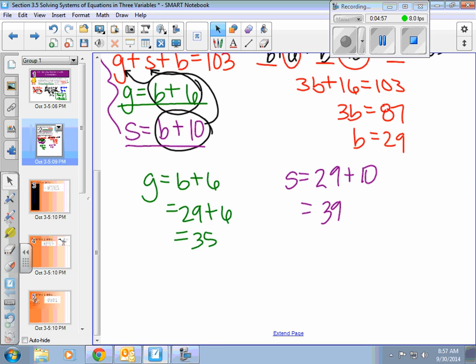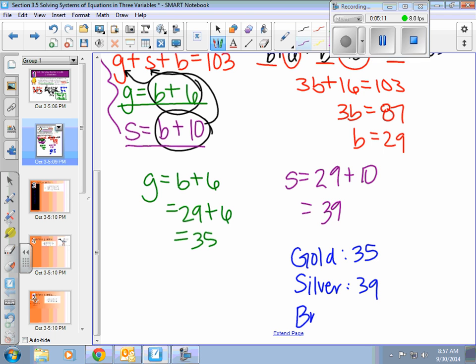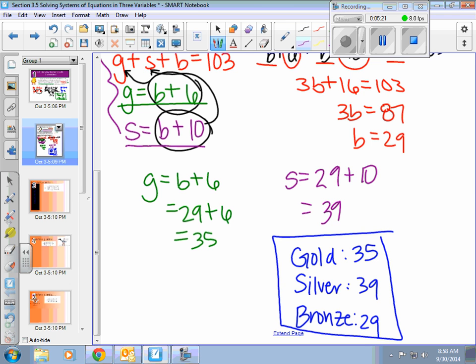So then I can just go ahead and write out my solution. For gold, I had 35. For silver, I had 39, and for bronze, I had 29. And that would be my solution to my system of three equations.